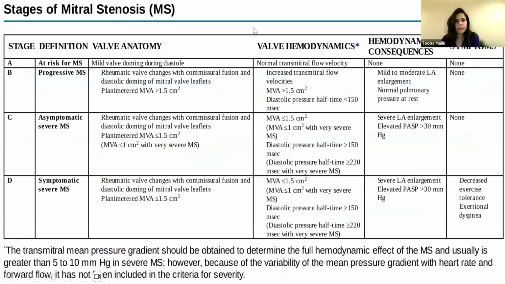So I'm just going to stop here. I think there's something in the chat. So I'm just going to scroll down and make sure.